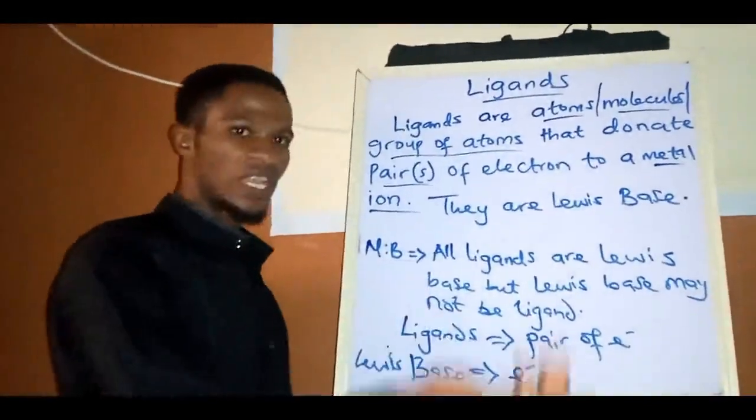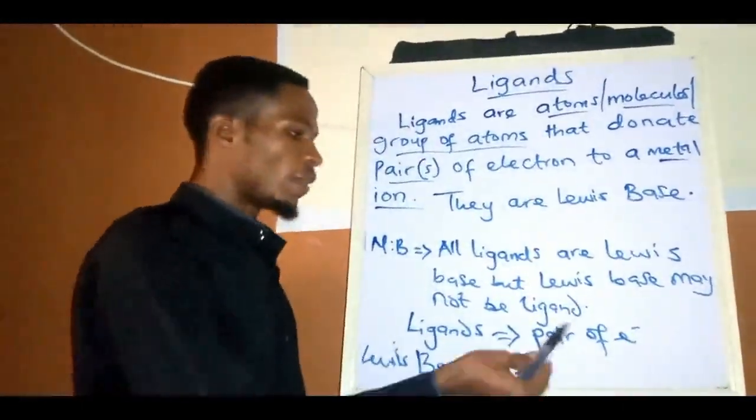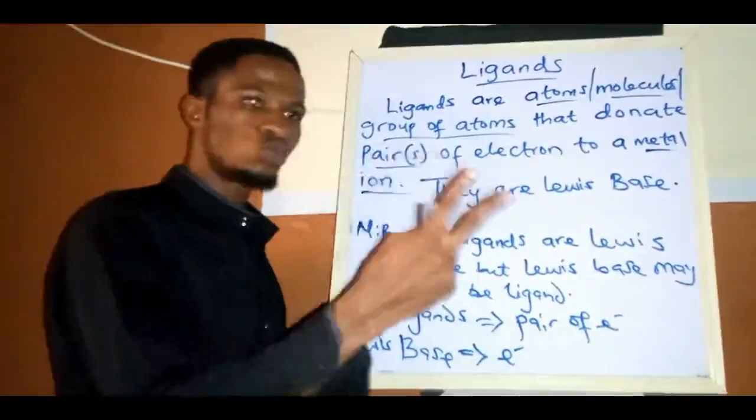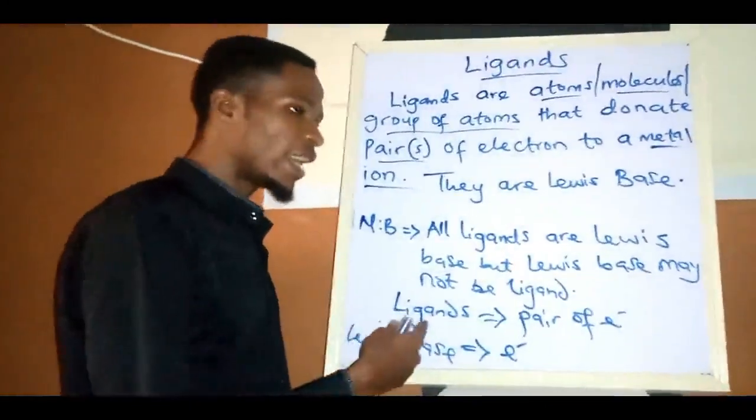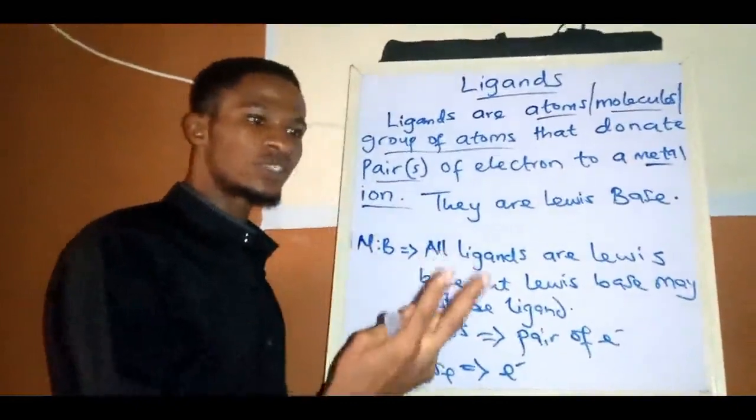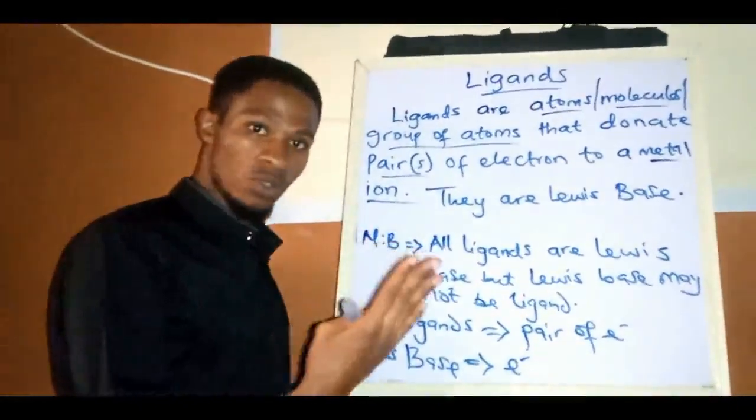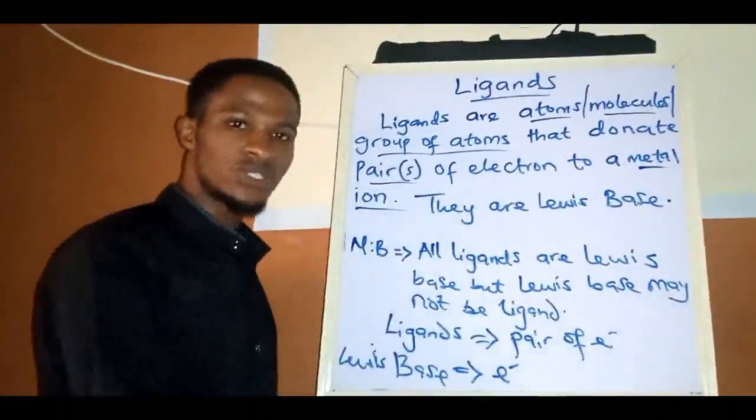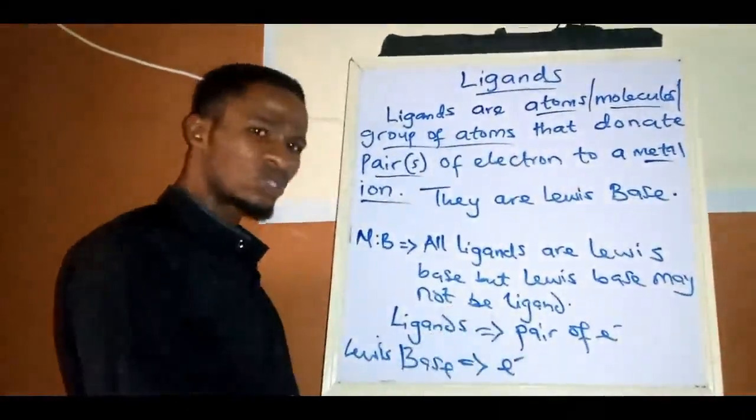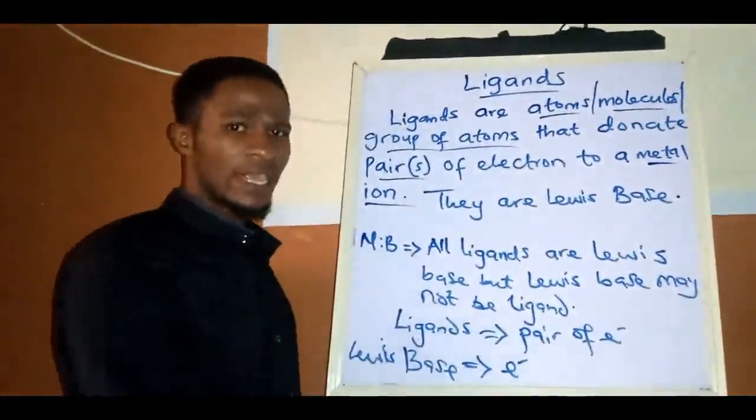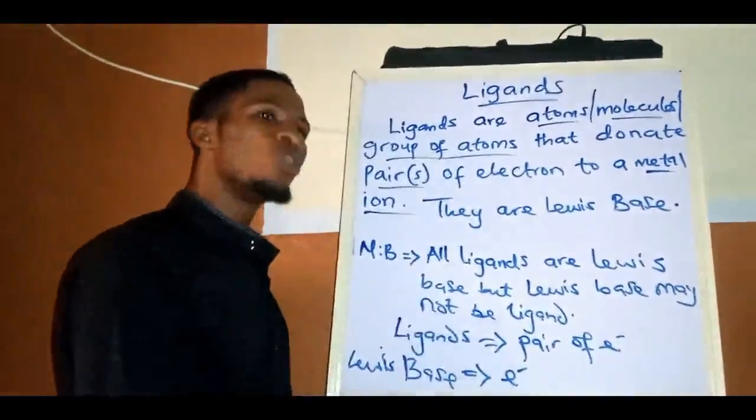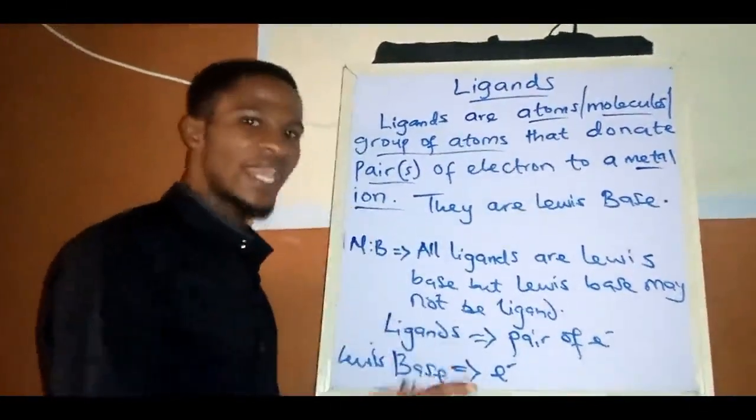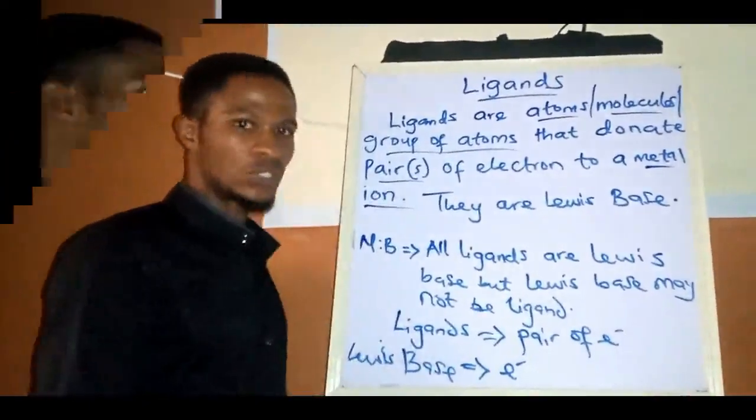It can donate 1, 2, 3, but this will always be in pair, 2 at a time. If a ligand is donating 2 electrons, that means it is donating 4. But for a base, it can just donate 2 unpaired electrons. It can decide to donate unpaired electrons, or decide to donate paired electrons. The ligands will only donate pairs of electrons.